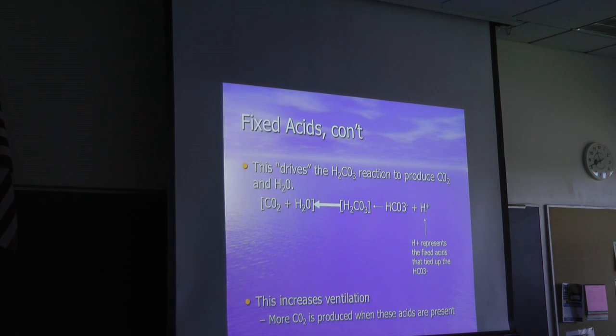So when somebody has an acidotic pH in their blood, the body's going to compensate by increasing ventilation. More carbon dioxide will be produced when these acids are present. I guess that bullet needs to be first, and then it shows you why. I can change it because you already have it in your handout. So you have extra acids. Extra acids will combine with bicarbonate, and now you've got a lot more carbonic acid. So when all that extra carbonic acid goes back to the lungs, you just blow off more CO2. And that's one way of getting rid of acid.